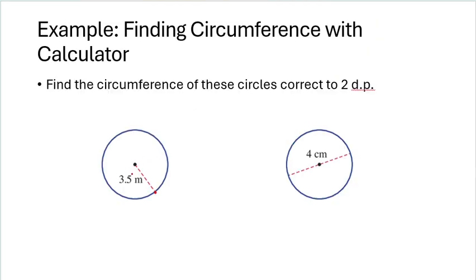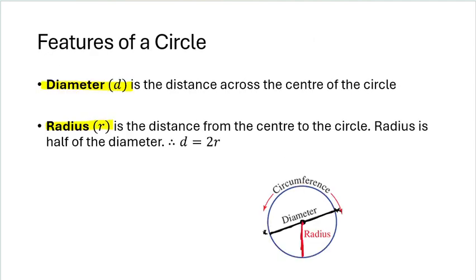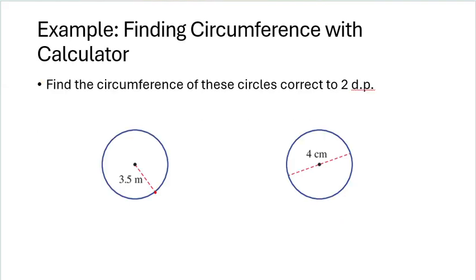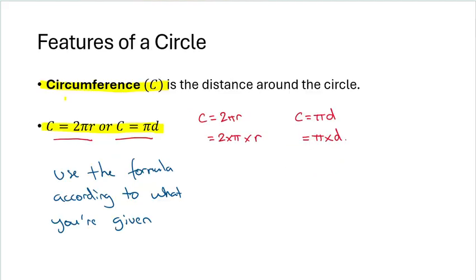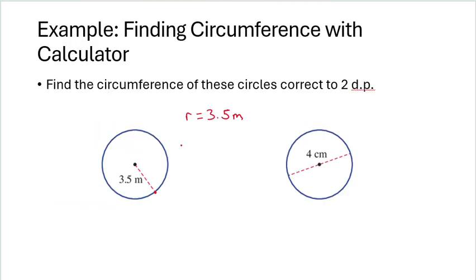In this case, in my first circle, I got something that's 3.5 meters. Based off my definition alone, I can see that this is the radius. What I normally like to do is write out what measurement I'm given, so r equals 3.5 meters. And we just need to apply this formula, C equals 2 pi r. Typically I like to put brackets showing that I've replaced a letter with a number that I know.